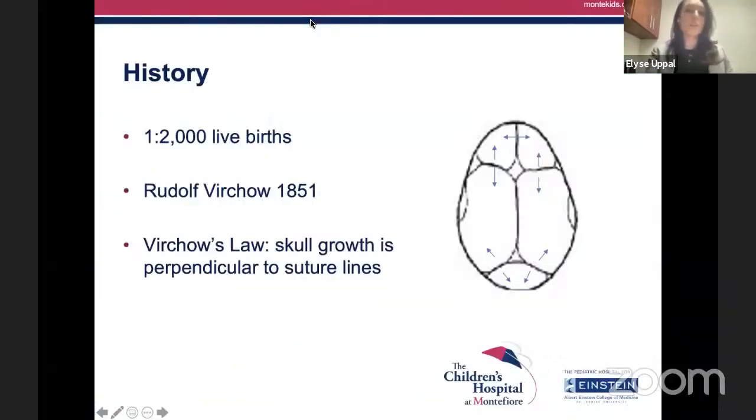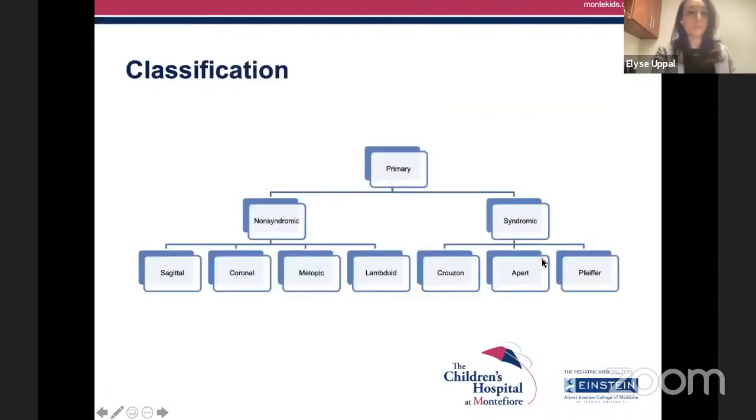Okay, so first we're going to start with a little bit of history. Craniosynostosis affects approximately 1 in every 2,000 live births. It was first described by the famed German pathologist Rudolf Virchow in 1851. And Virchow taught us that skull growth is perpendicular to suture lines. And that's kind of represented by the picture here. You can see these black lines are all the suture lines, we're looking from above, and the arrows represent the direction of skull growth.